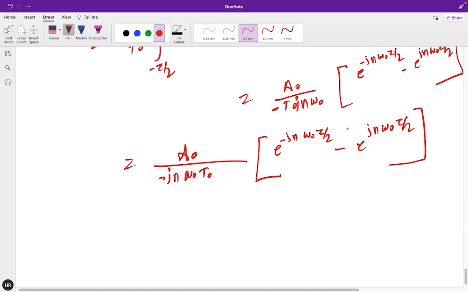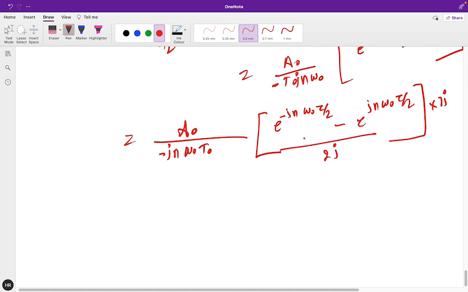Okay, so how will you calculate this? Multiply 2j upside, 2j downside. So what is the meaning of this particular signal? And e power... okay, what is the formula of sine theta? Sine theta formula is e power j theta minus e power minus j theta by 2j. But here minus j is there, so we need to take the common.